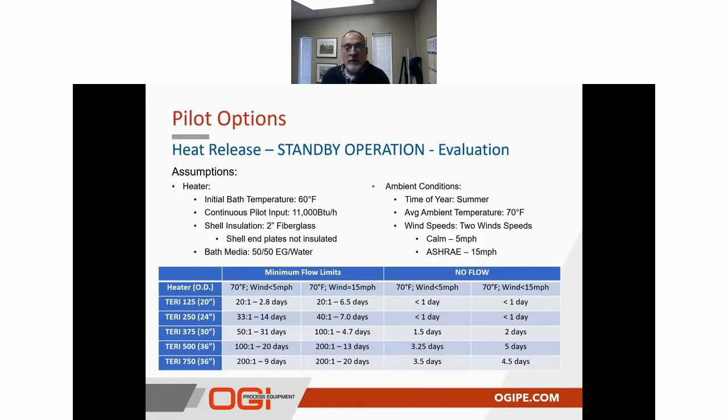But if you go to the Terry 750, you actually see in that column that you could almost flow 200-to-1, and if you flowed slightly less than 200-to-1, let's say you flowed 150 or even 100-to-1 on that larger heater, you would have enough energy flow through that heater to make up for the energy input of the pilot under a standing pilot or continuous pilot operation.